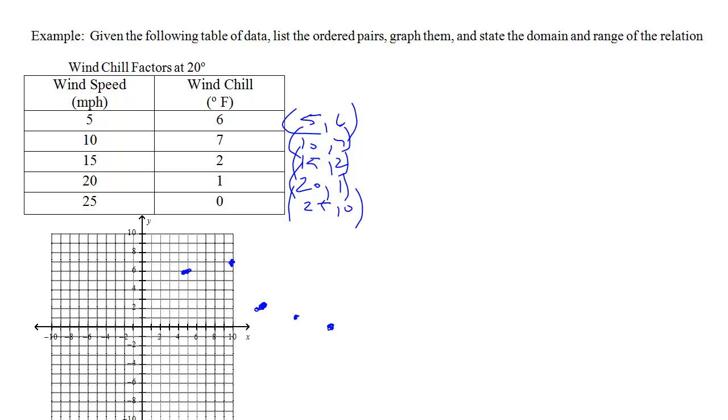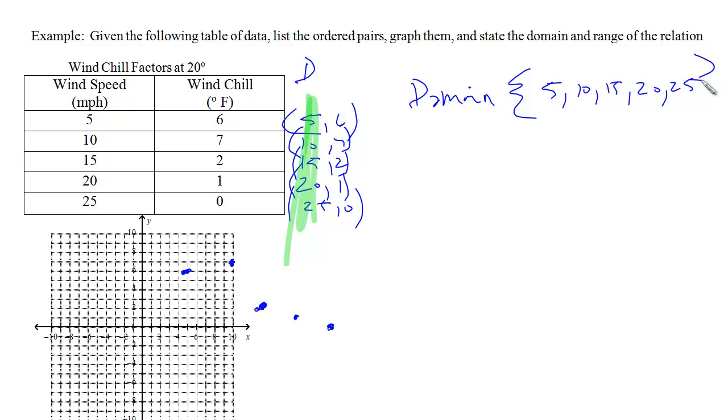And giving the domain and range is pretty easy. If I list them like this, I have all of these for a domain. And we'll list those over here. We use these brackets to do so. And we list them in order from smallest to largest. So 5, 10, 15, 20, 25. And if there were any duplicates, we would not duplicate them when giving the domain.